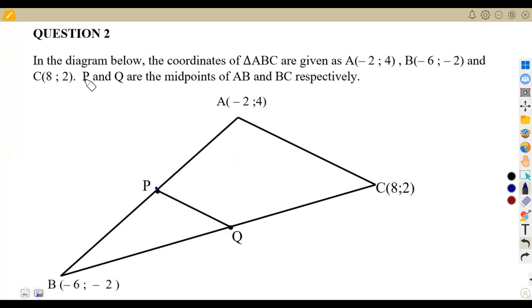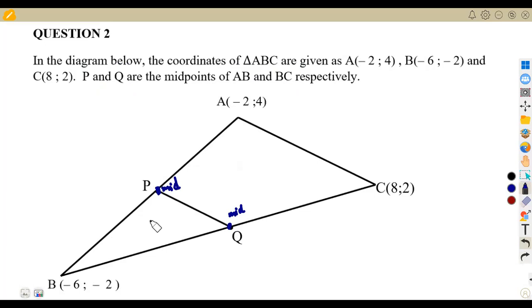So given in the diagram below, the coordinates of triangle ABC are given, so we've got the point A, the point B, the point C as per the diagram. And we're also given that P and Q are the midpoints of AB and BC respectively. Meaning to say the point P is on AB, it's a midpoint. Q, which is on BC, is also a midpoint. So these points are just midpoints.